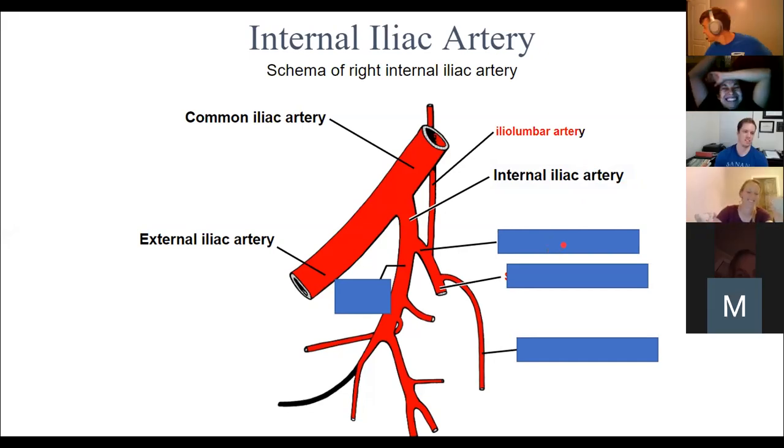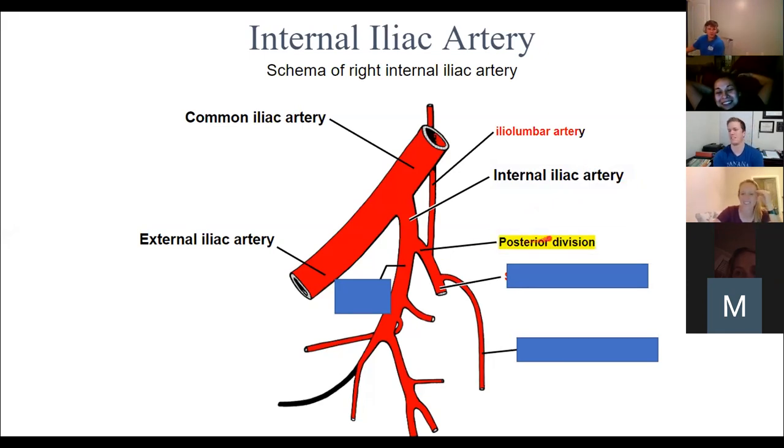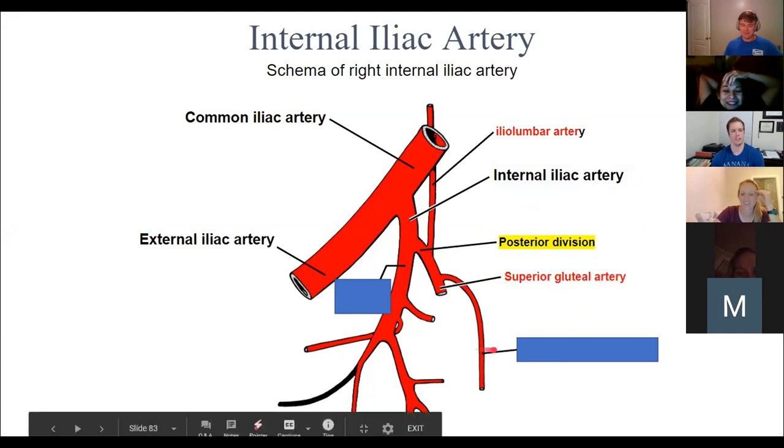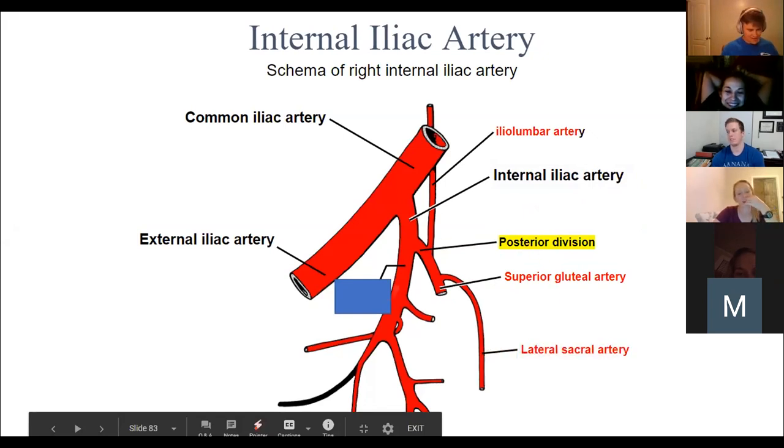It's horrible, but I gotta get my notes out. So, underwear. Keep going. So that one's gonna be the posterior division. You could have said unilateral sacral. I didn't make it up. I wouldn't have made that up. Oh, okay. Lateral sacral. Anterior division.